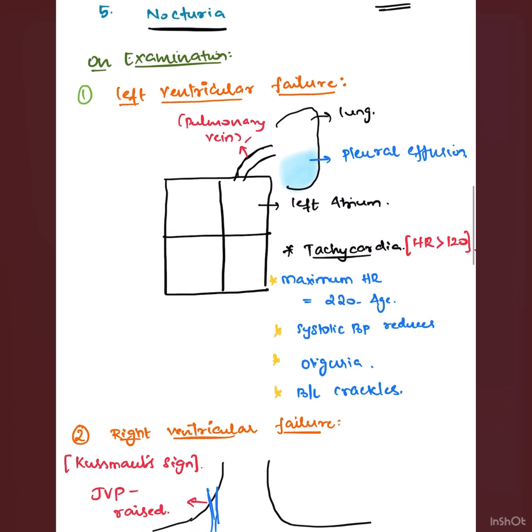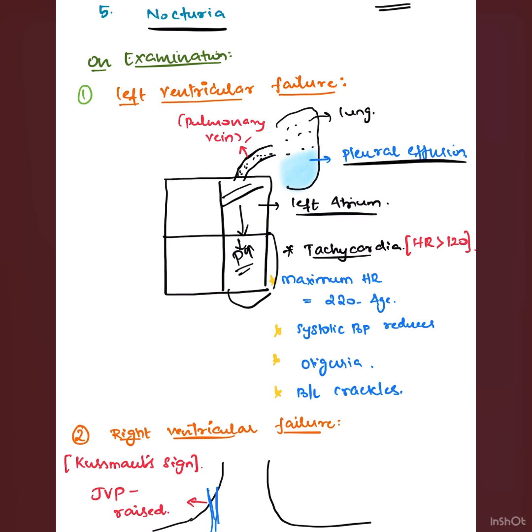Here this is the left atrium and this is the left ventricle. So what happens when the left ventricle fails? Left ventricle hypertrophy occurs, and the pressure increases. Hence it becomes very difficult for blood from the left atrium to enter the left ventricle. So the blood stays in the pulmonary vein, and hence also in the lungs, that leads to pleural effusion.